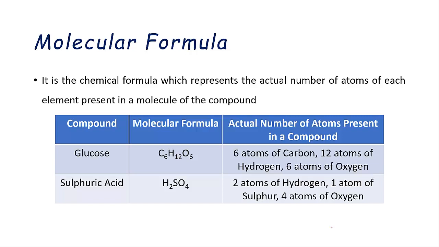And what is molecular formula? It is the chemical formula which represents the actual number of atoms of each element present in a molecule of the compound. That is, what is the actual composition of the molecule. For example, in glucose, the molecular formula is C6H12O6. That means there are 6 atoms of carbon, 12 atoms of hydrogen and 6 atoms of oxygen in this compound. Similarly, in sulfuric acid, H2SO4, 2 atoms of hydrogen, 1 atom of sulfur and 4 atoms of oxygen are contained. Now let's see a couple of examples.